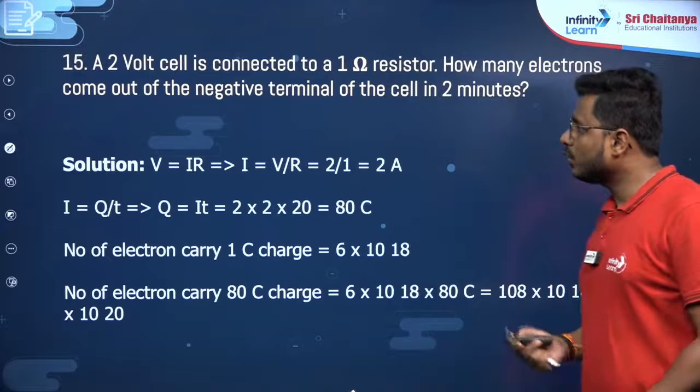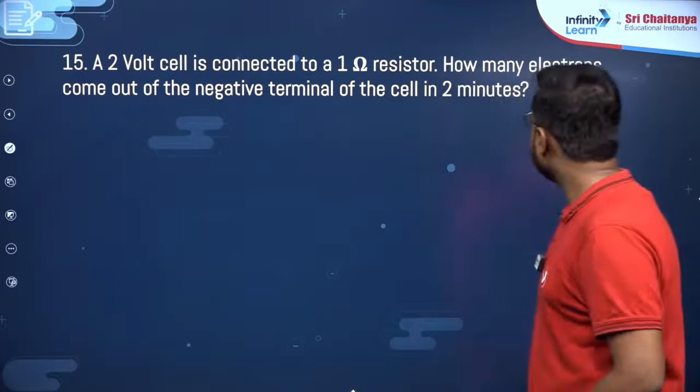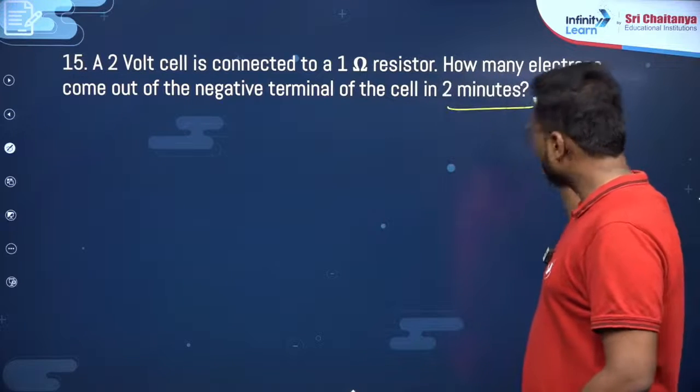Moving ahead with the next question. A 2-volt cell is connected to a 1 ohm resistor. How many electrons come out of the negative terminal of the cell in 2 minutes?